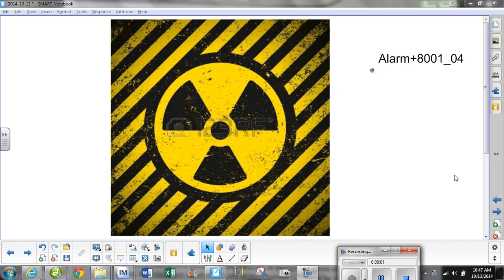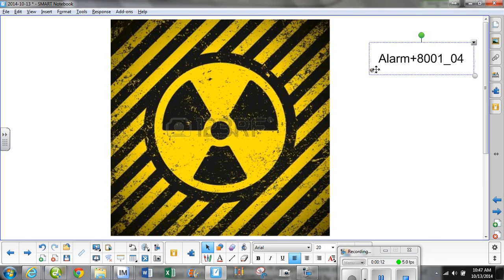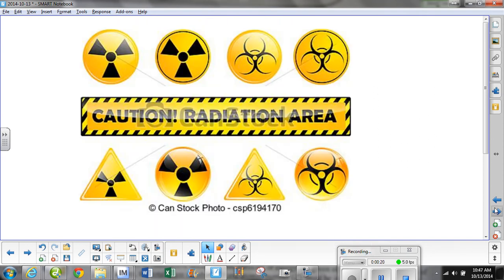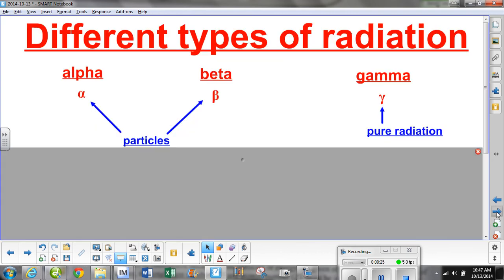What we're doing today is simply studying radiation, and of course, if you've ever been in a place where a radiation alarm has gone off, you will have heard that. Oh my gosh, it's so loud. Oh, it's terrible. That kind of thing you want to avoid, being in a place where you hear those kind of alarms. But what we're going to do today is study the different kinds of particles.